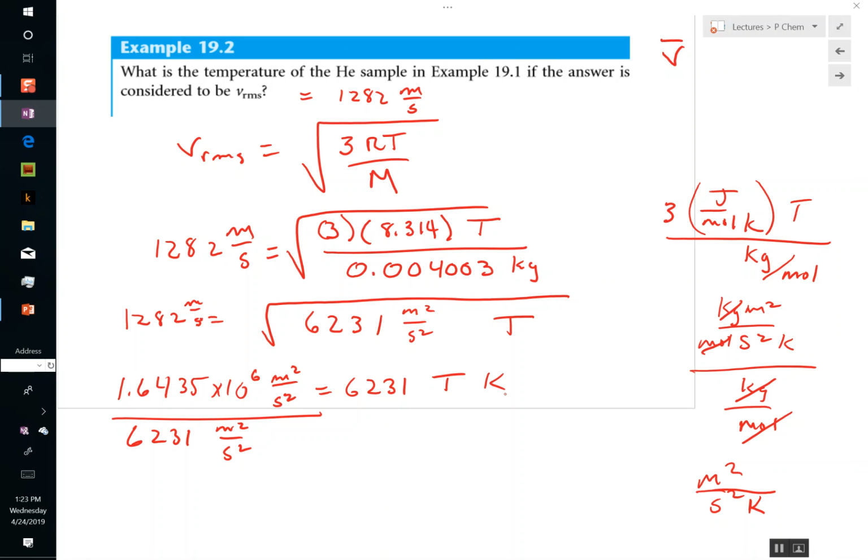Where did you get the K from? From R. R has units of joules per mole per Kelvin. Okay, that makes sense. I'm not laying out the units real clearly, but this is kilograms per mole, and this is joules per mole K, so at least there is a K there. Yeah, there is a K.